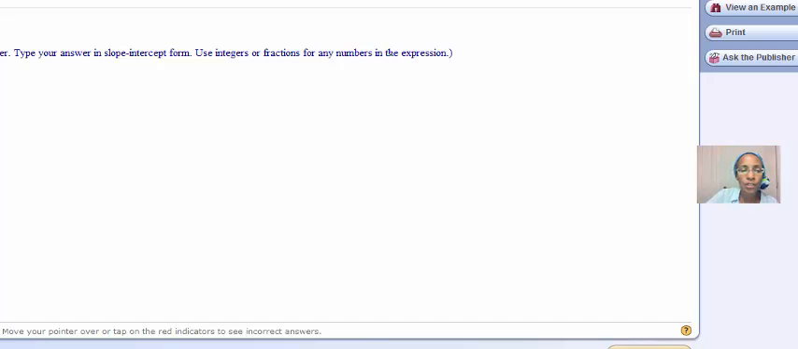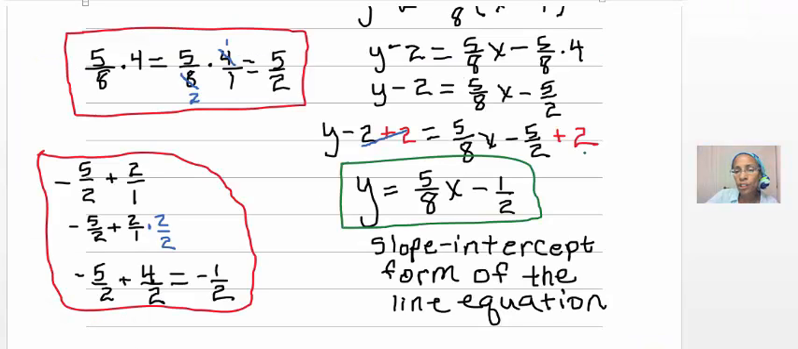So remember, it's asking you to use integers or fractions for any numbers in the expression. Type your answer in slope-intercept form.